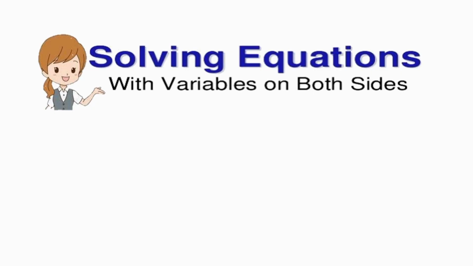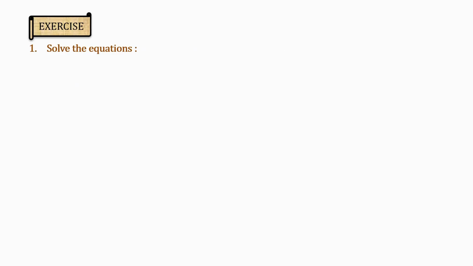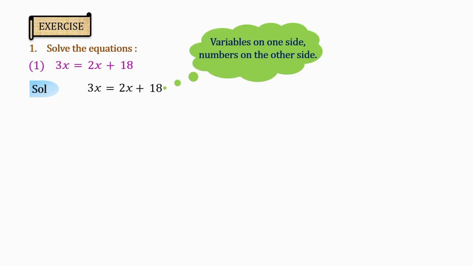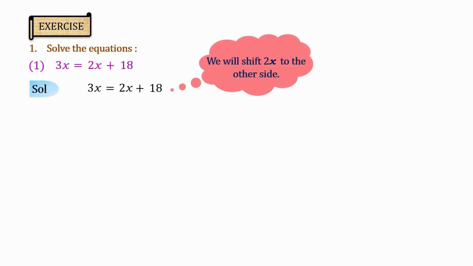Now let us take a look how we are going to solve the equations when we have variables on both the sides. Now question number 1. 3x equal to 2x plus 18. So as we know that the variables should be on the one side and the numbers should be on the other side. So in this case, we are going to shift 2x to the other side.